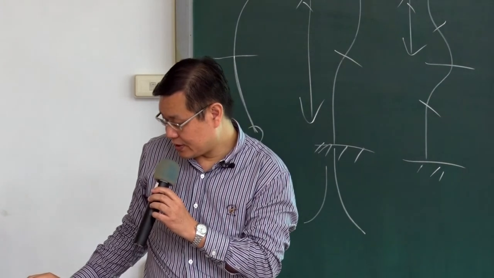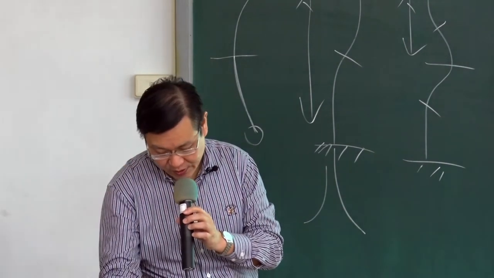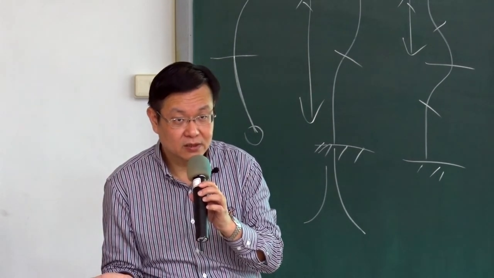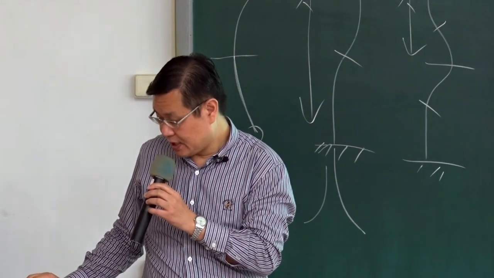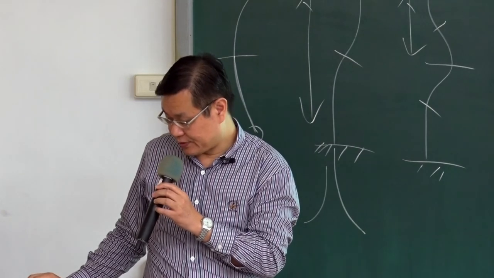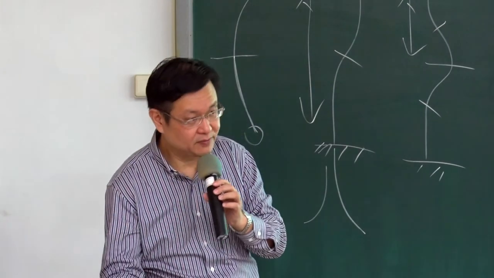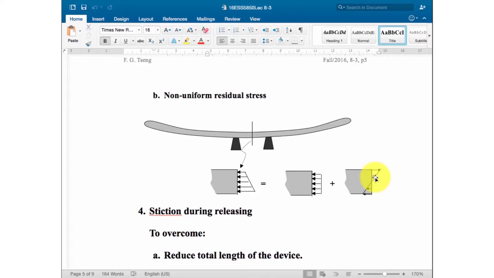So the inner part with stress, consider there are two actions in the inner part. One is we need to bend the thing down. Then we need to compress it into a smaller space. So the inside part will feel the combination of these two stresses. So it becomes a stress gradient.